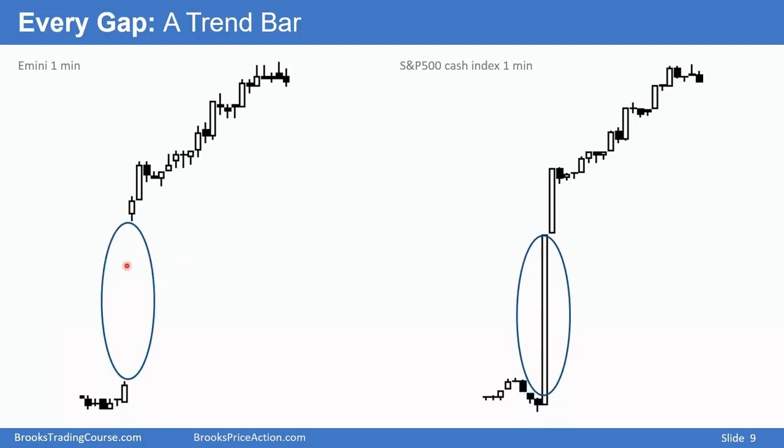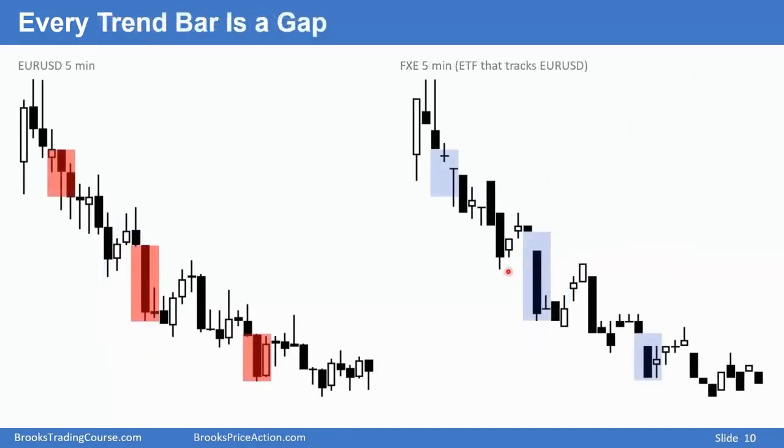This is the gap opening on the 1-minute futures chart. And then this is the big bull trend bar on the cash index chart. This is the euro versus the dollar 5-minute chart. And this is the FXE. It's an ETF that tracks the euro. And you can see they're doing basically the same thing. One big difference is we have gaps on this chart.